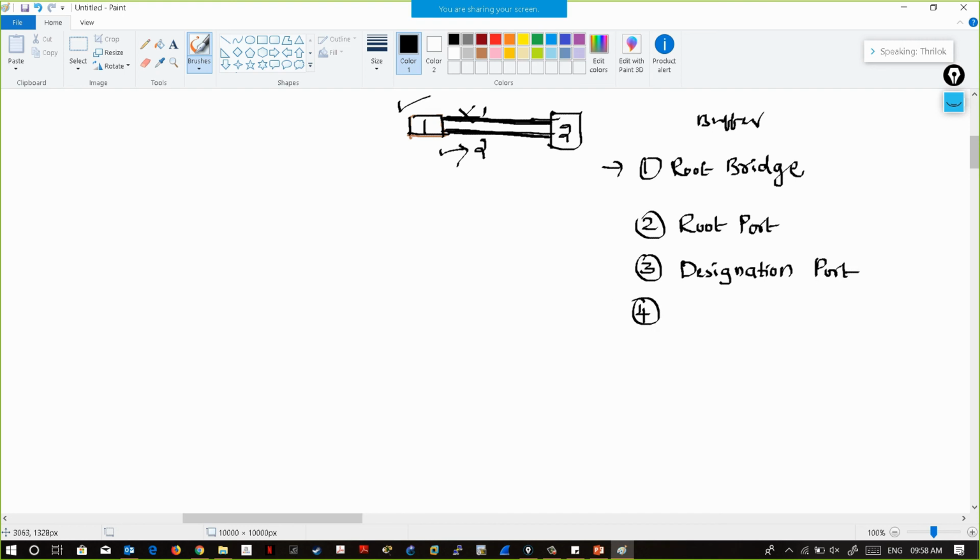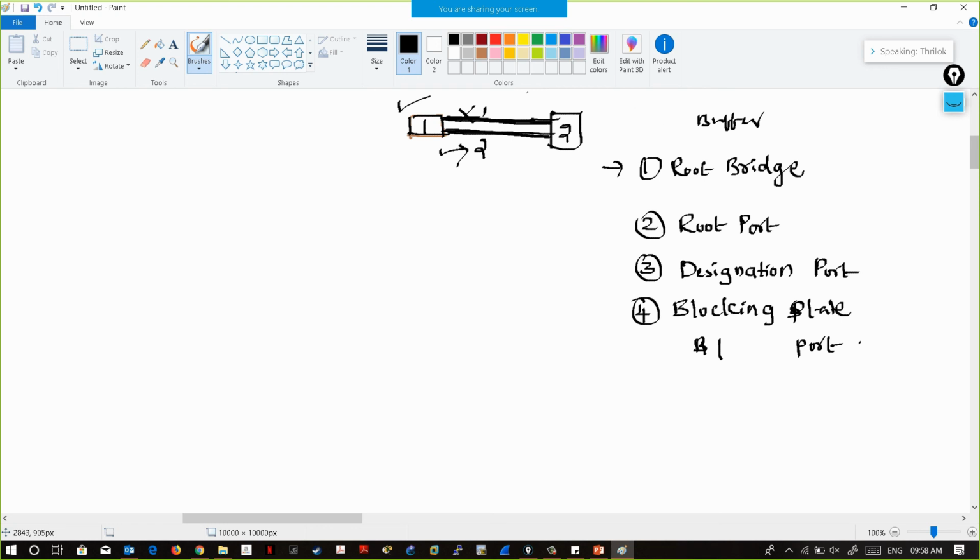Whatever ports are there on the switch, they must be either a root port or a designated port. If any port is not getting either of these roles, then it will go to the blocking state, or blocking port.